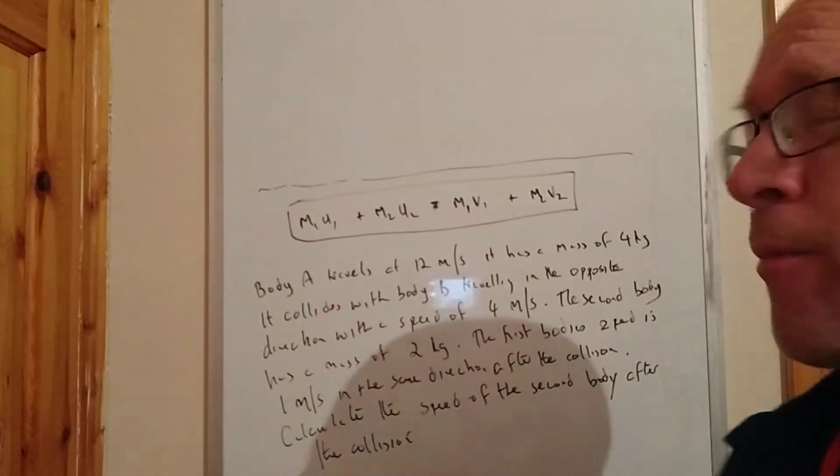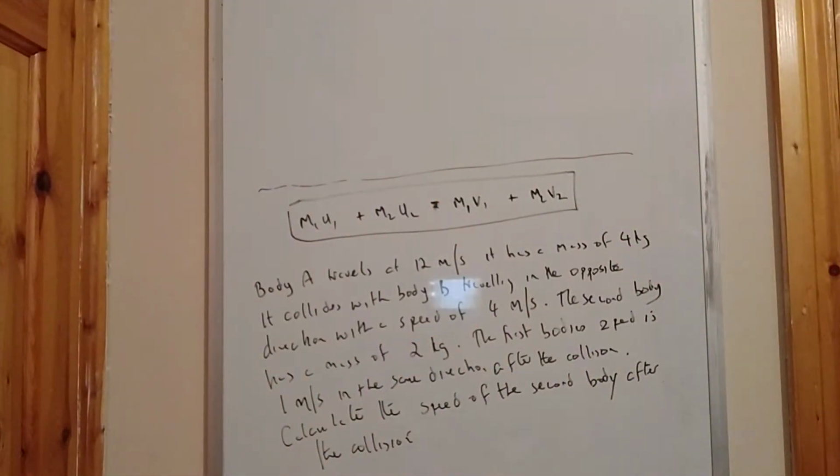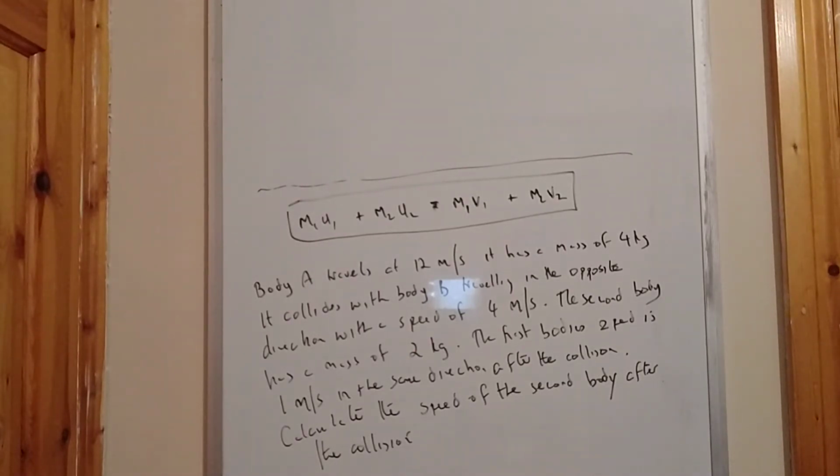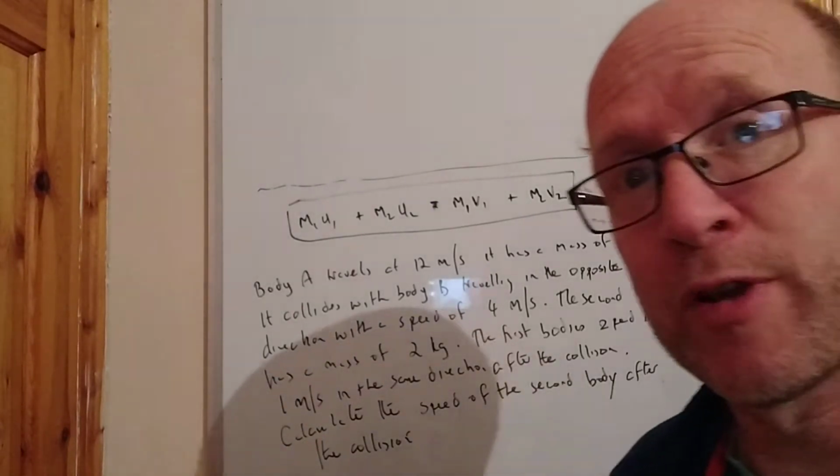Okay, so here we go. So look at it. Body A travels at 12 meters per second. It has a mass of 4 kilograms. It collides with a body B traveling the opposite direction with a speed of 4 meters per second. The second body has a mass of 2 kilograms. The first body's speed is 1 meter per second in the same direction after collision. Calculate the speed of the second body after collision. Now that sounds like a mouthful.